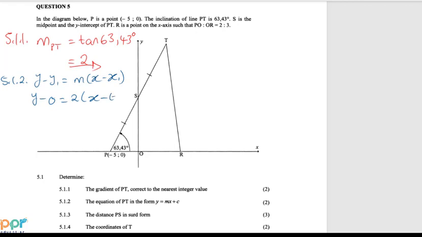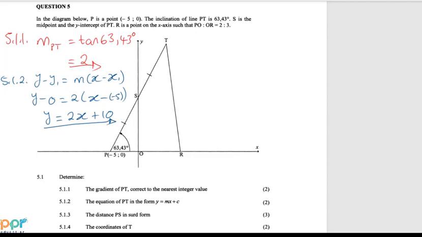Minus a minus will give you positive. So y minus 0, that is y, then 2 times x will give me 2x. So I'm going positive here: 2 times positive 5, I will have positive 10. So that is the equation of PT.